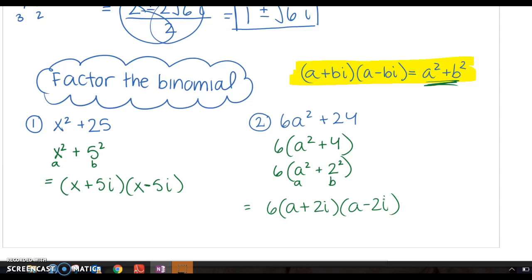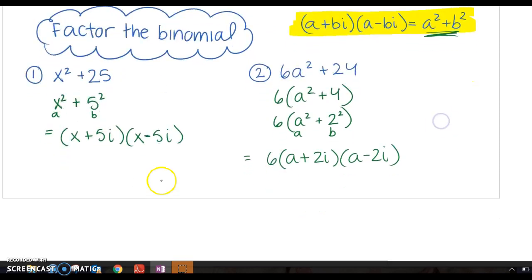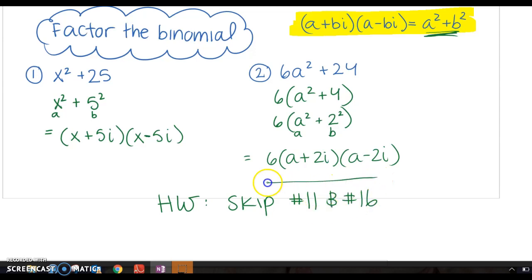Okay, that is it for the 7-5 notes. For the homework, skip number 11 and number 16 because we haven't covered that stuff yet. The rest of it should be fine.